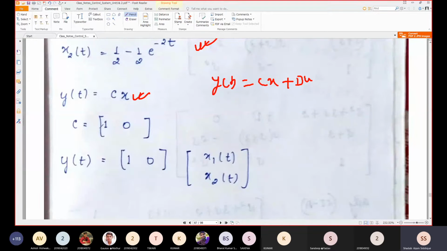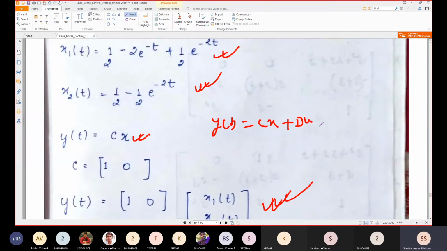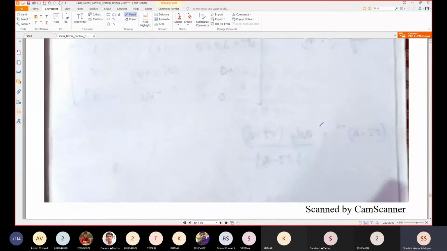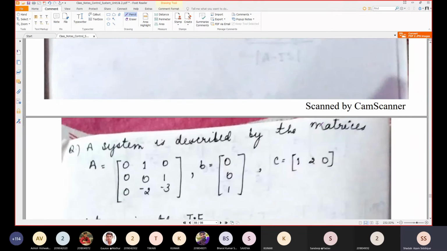So C x is nothing but 1 0, and y of t is equal to 1 0, x1 and x2. Okay. So this is the solution for this problem. I hope all of you have understood this problem. If anyone is having doubt, please let me know. Otherwise, we'll proceed for the next problem.